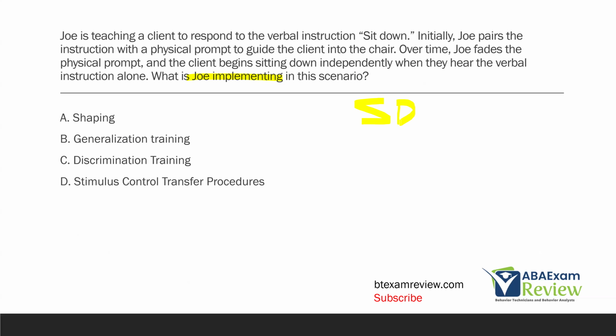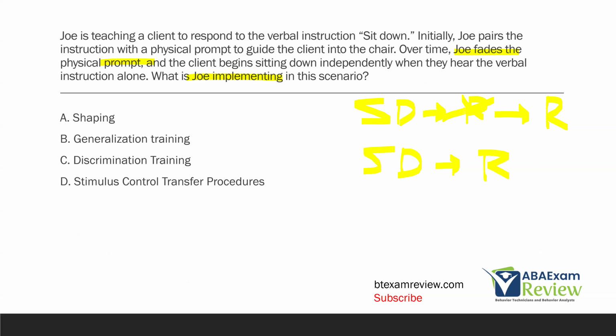That's our SD. Initially, Joe pairs the instruction with a prompt. So we have an SD, then a prompt, and then a response. Now, the prompt here becomes the temporary SD because the response follows the prompt. What Joe wants to do is fade that prompt so that it only is the SD to the response. So what is Joe doing if he's fading the prompt and then eventually the client starts to respond to the SD alone?